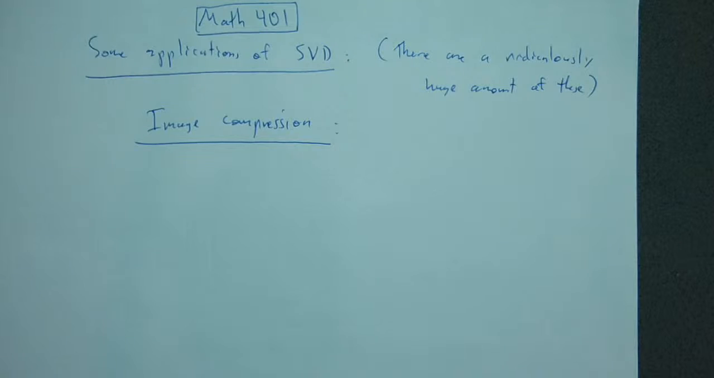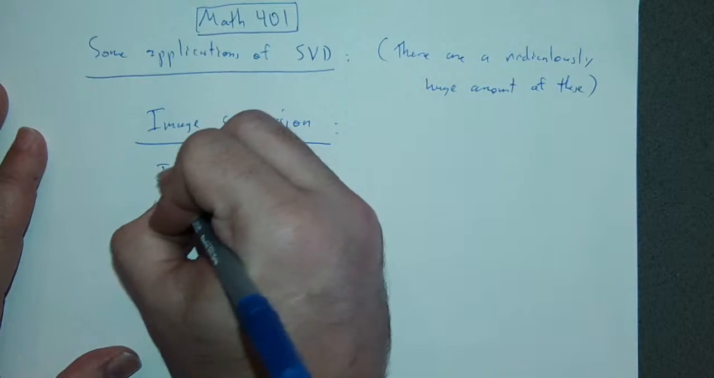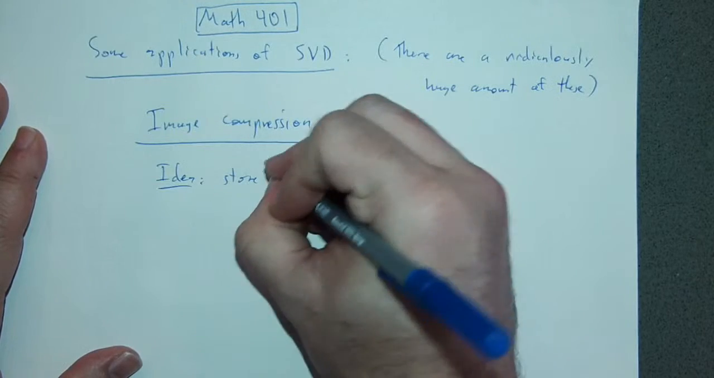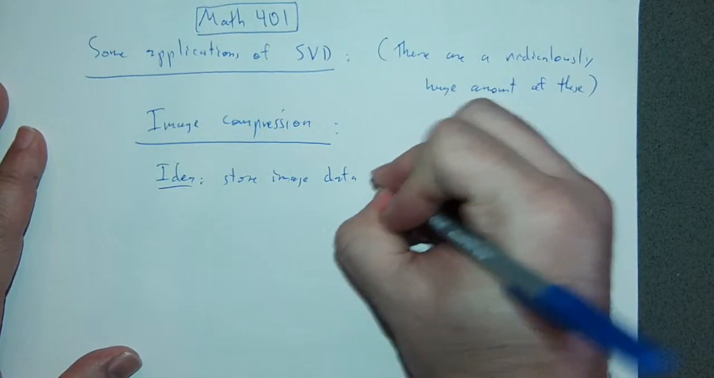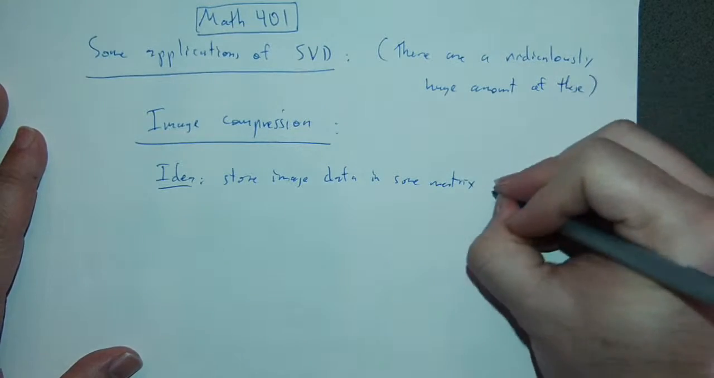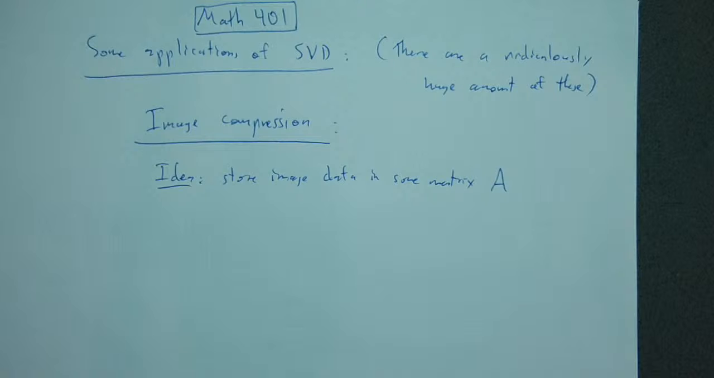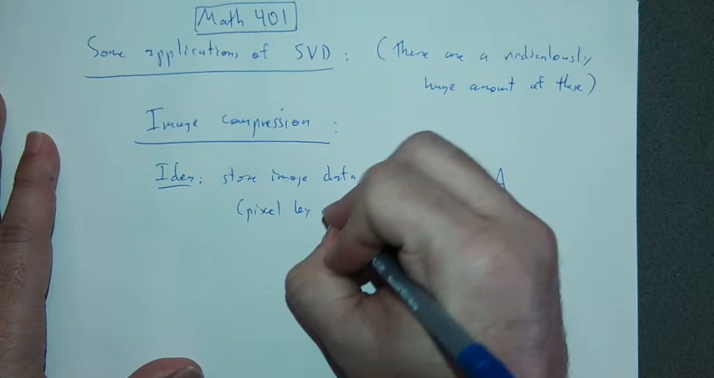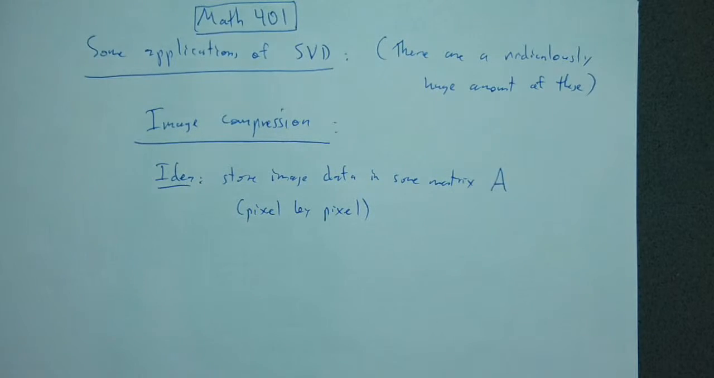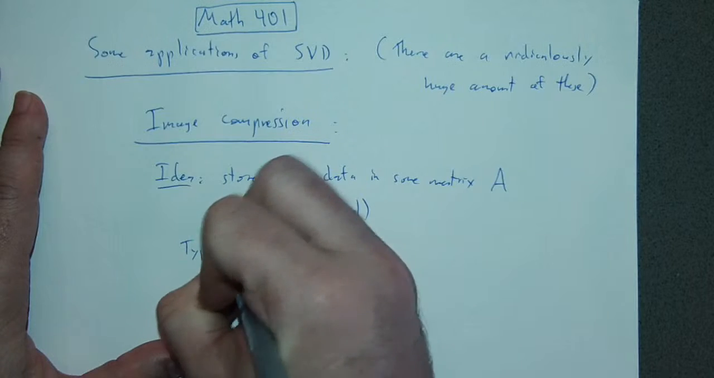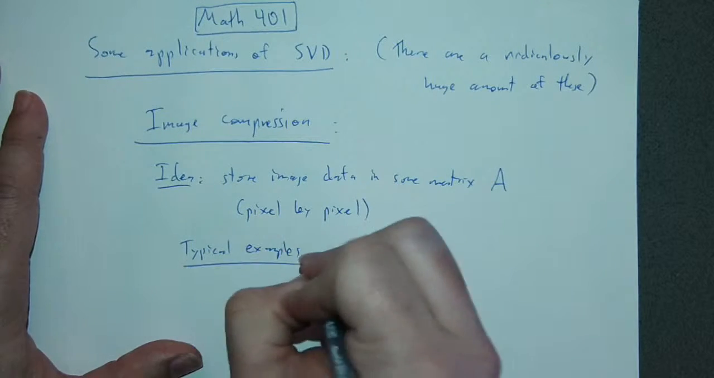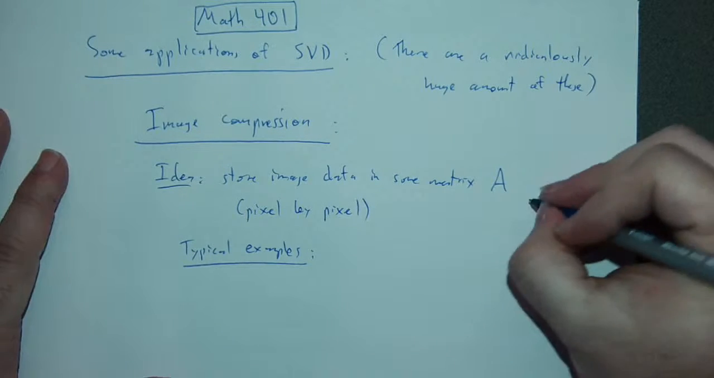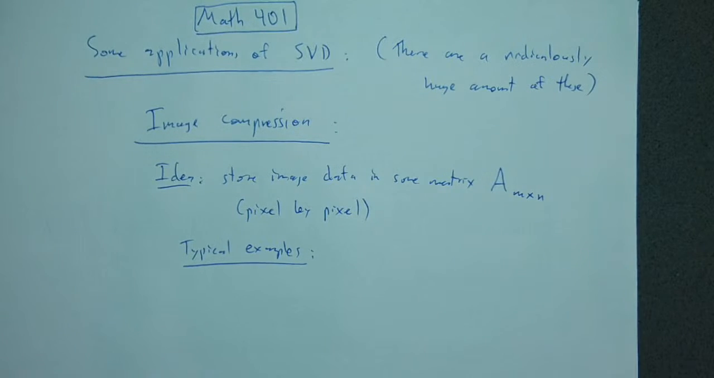The image compression example is one of my favorites. So what is the idea here? We store image data in some matrix, call it A, where we do this pixel by pixel. If we are storing image data in this way, what are some typical approaches? Here my M by N represents the pixel count, the vertical and horizontal pixel count.